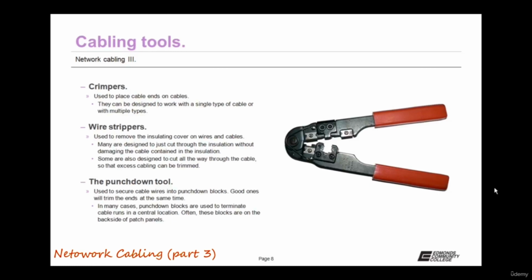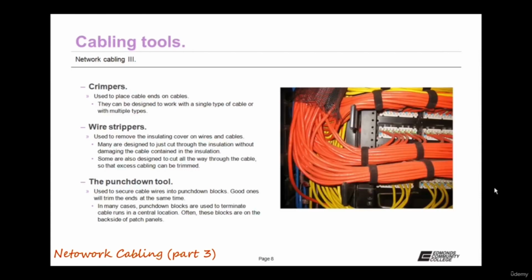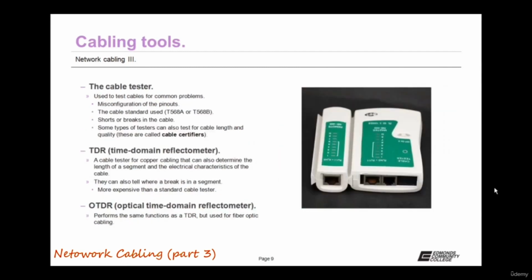Wire strippers are used to remove the insulating covers on wires and cables. Many are designed to just cut through the insulation without damaging the cable contained within that insulation. But some are also designed to cut all the way through the cable so that excess cabling can be trimmed. When you're using those to cut insulation, you need to be careful that you don't cut the underlying cable. Then there are punch-down tools. These are used to secure cable wires into punch-down blocks. A good punch-down tool will trim the ends at the same time as it places the wire in the punch-down block. Then there are cable testers.